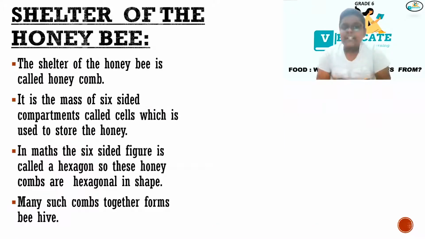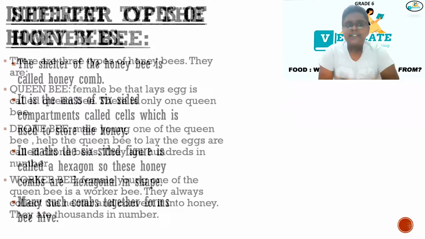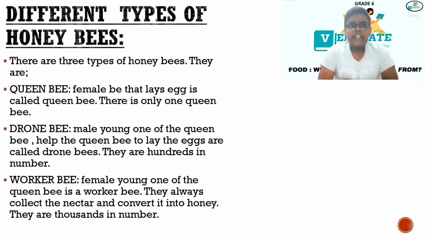Each compartment is hexagonal in shape, and many such parts together form a beehive. There are different types of honeybees in one beehive. Let's see what they are. There are three types of honeybees: queen bee, drone bee, and worker bee.